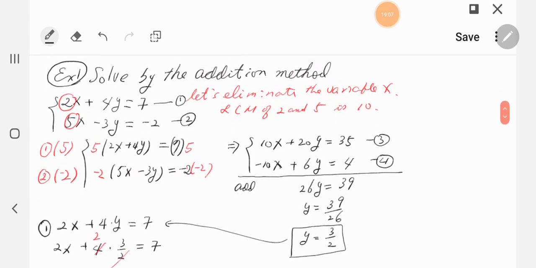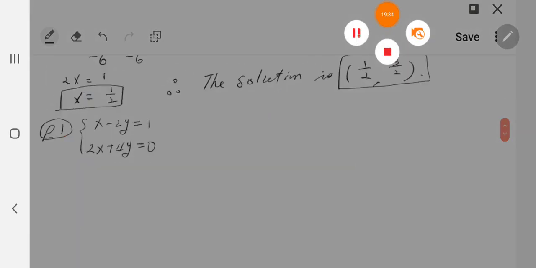Alright, so the important thing is what? We need to eliminate one of these two variables, x and y. So we will have to select either x or y. If the coefficients are the same, then we can just add or subtract. But if the coefficients are different, then we have to find the LCM. Alright, let's try problem 1.